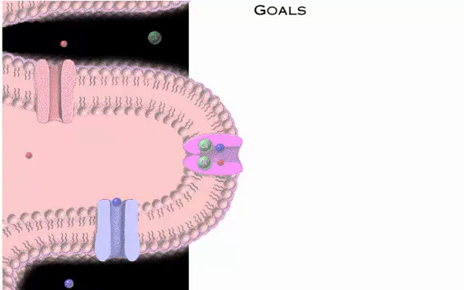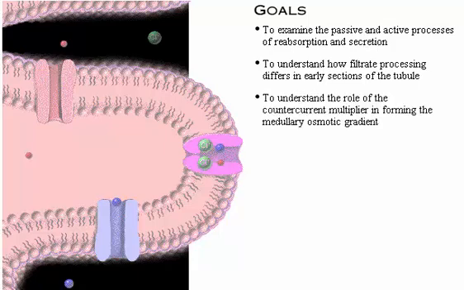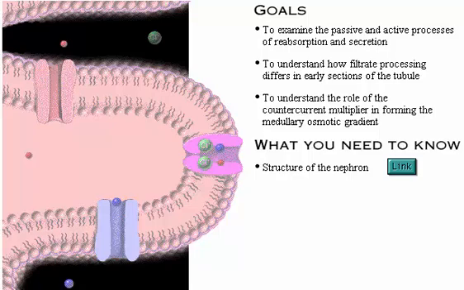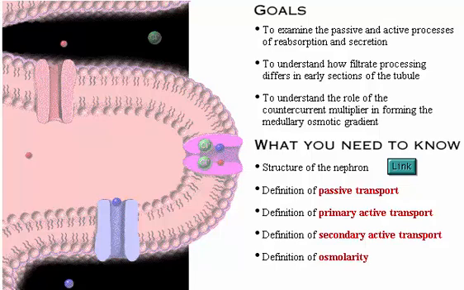Your goals for learning are to examine the passive and active processes of reabsorption and secretion, to understand how filtrate processing differs in early sections of the tubule, and to understand the role of the countercurrent multiplier in forming the medullary osmotic gradient. Here's what you need to know: the structure of the nephron, the definition of passive transport, the definition of primary active transport, the definition of secondary active transport, and the definition of osmolarity.